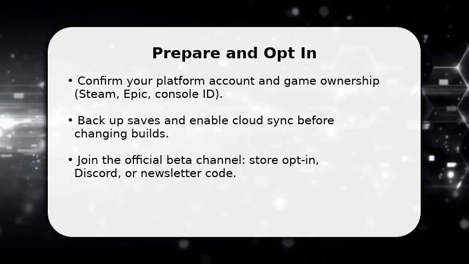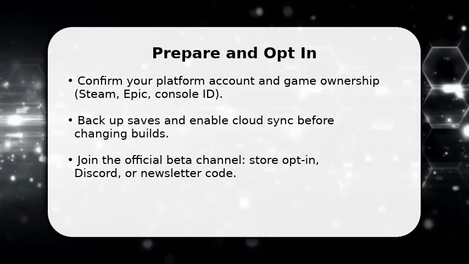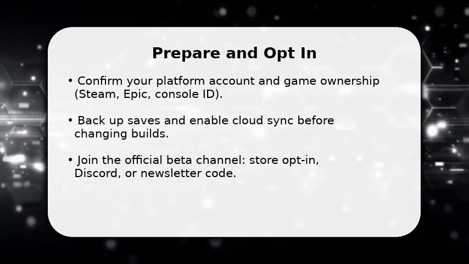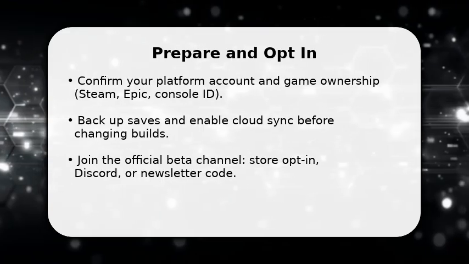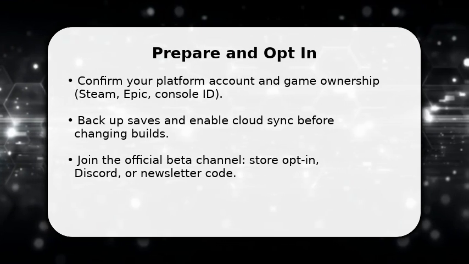Next, opt into the beta using the store's beta opt-in option or claim a code from the game's Discord/newsletter. You do this now so you can access early builds. It prevents conflicts later. After opting in, make sure auto updates are enabled so the beta downloads automatically when available.